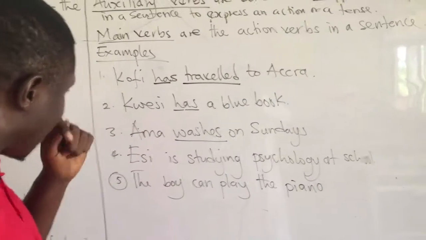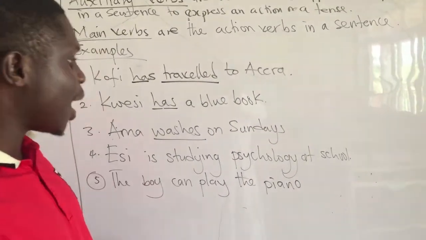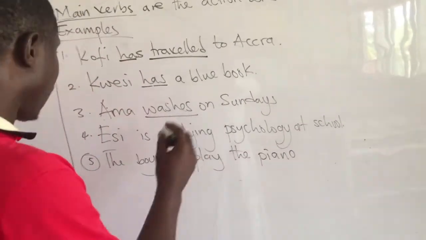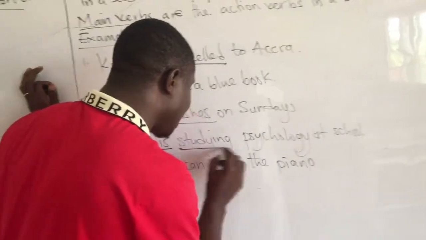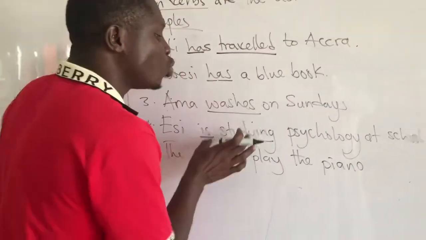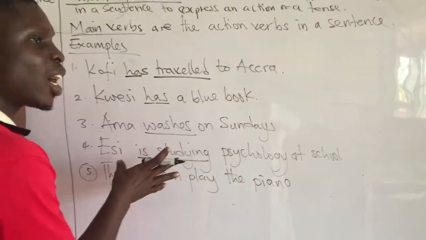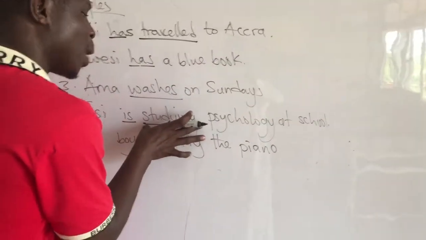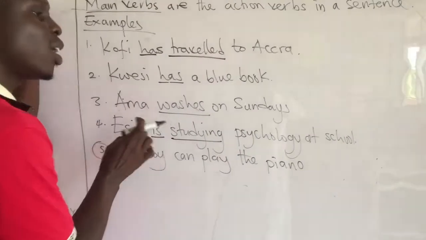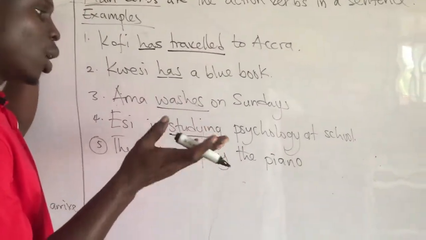Then let's take the fourth example. Essie is studying psychology at school. So you have two verbs, is, and then what? Studying. So the moment we have two, then our mind should go to auxiliary verb. Then over here, which one is an action? Studying. Therefore, this one becomes the main verb, and then is is our auxiliary verb.